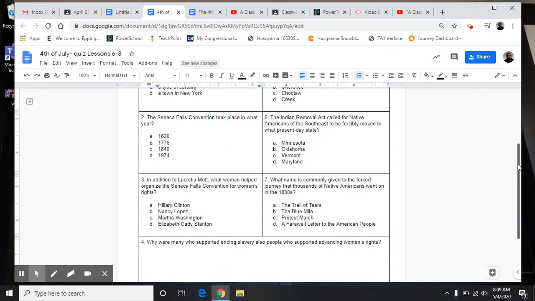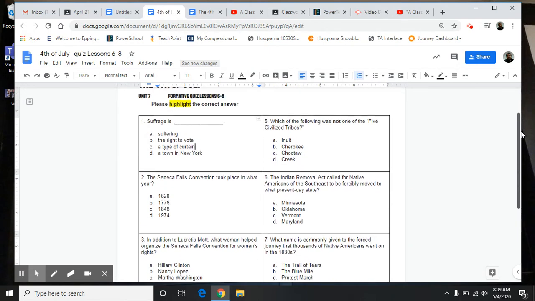Number four, why were many who supported ending slavery also people who supported advancing women's rights? So the answer there is something along the lines of, you could have various different responses, but that it makes sense to support the rights of everyone, right? The type of person who favors expanding rights for one person is going to be the type of person to favor expanding rights for other people, right? The saying goes, a rising tide lifts all boats.